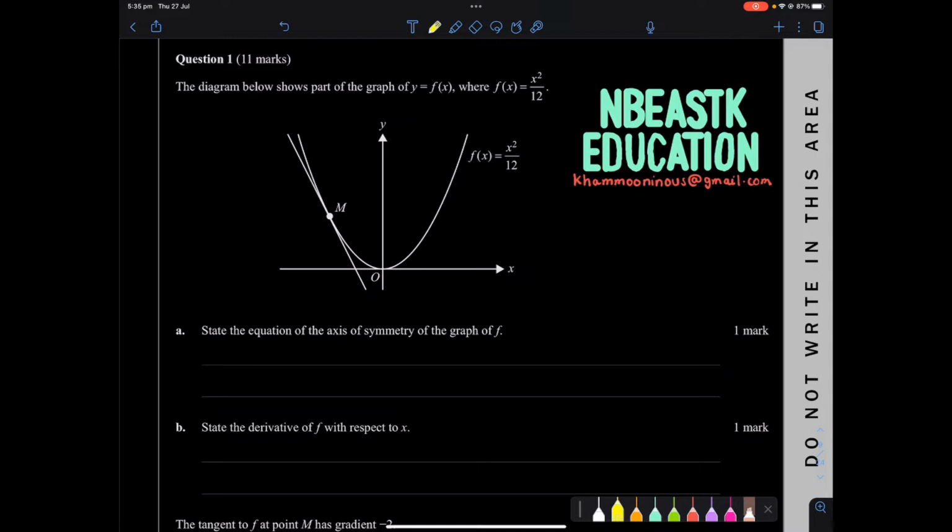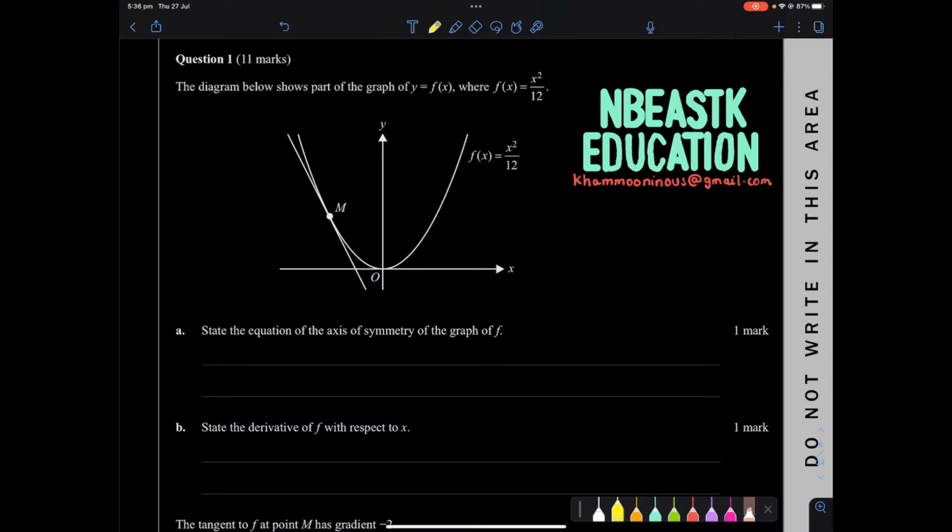Let's do this. Okay, question 1. The diagram below shows part of the graph of y equals f of x, where f of x is x squared over 12. State the equation of the axis of symmetry of the graph of f.